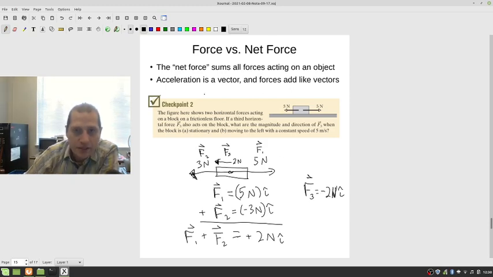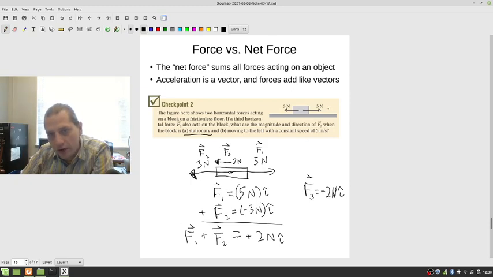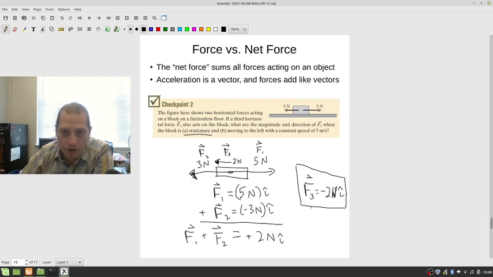Now, it says, what are the magnitude and direction of F3 when the block is stationary? Now, I think you can easily see that when the block is stationary, that means that you shouldn't have any forces pulling it to the right or to the left. So that would be our answer. So F3 plus F1 plus F2 would give you 0 newtons. That would be no net force. Okay?